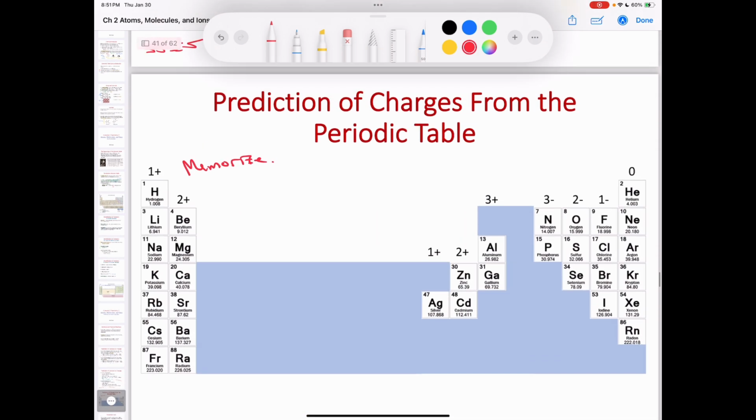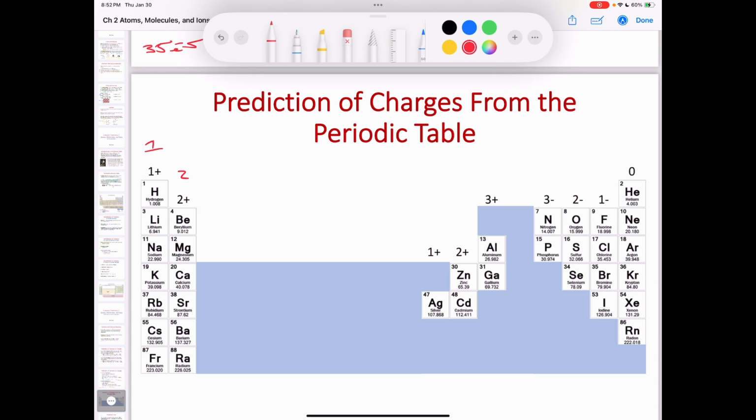Now, I gave this as a handout the other day, and I said you must memorize these charges. Any metals in group 1, and we even include hydrogen, even though hydrogen isn't a metal, okay, anything in group 1 is going to have a +1 charge. Everything in group 1 likes to form a +1 charge. Everything in group 2, like beryllium, magnesium, calcium, they like to form a +2 charge.